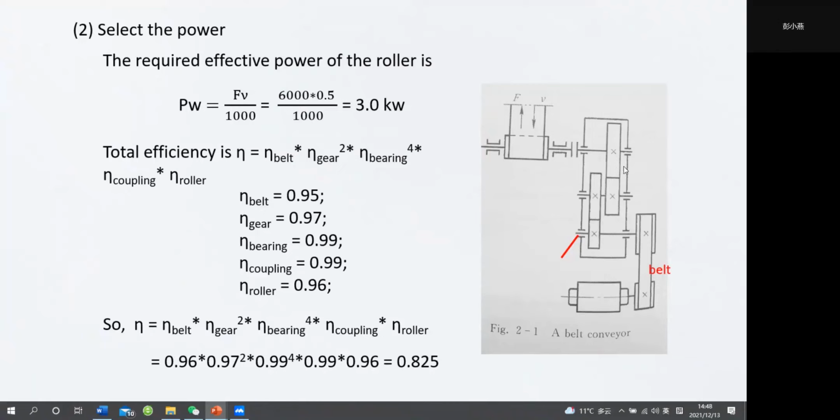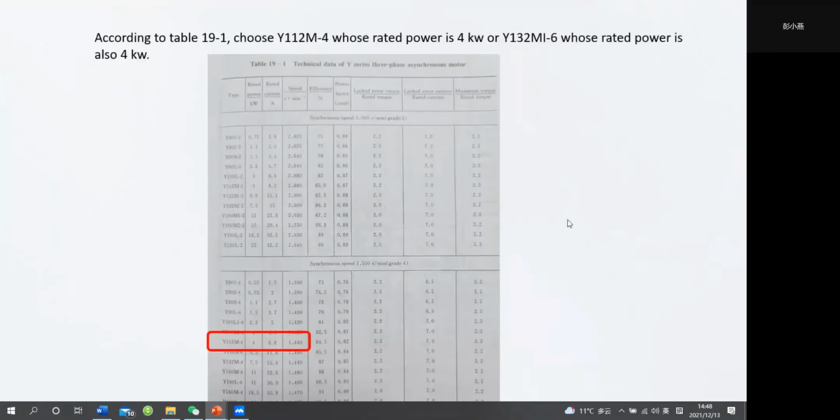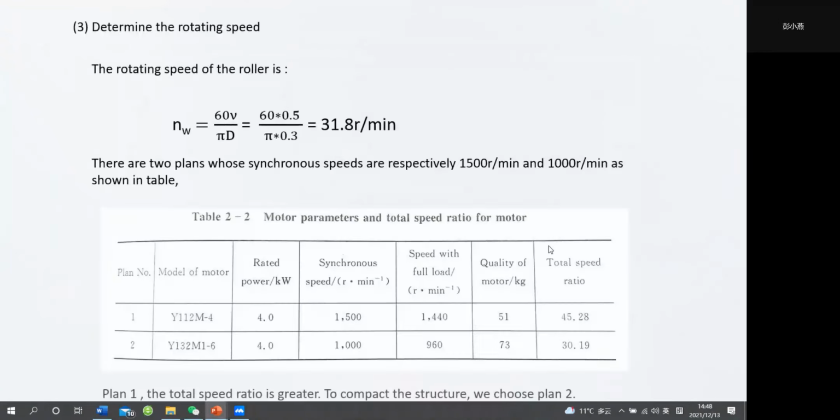So z2 should be larger with plan 1 because the speed ratio is larger. So usually we choose the plan with the smaller total speed ratio. So we choose this type.